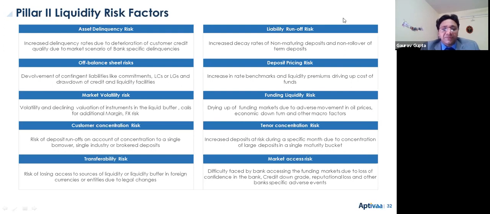In transferability risk, this is if a particular organization has multiple branches. By branches I mean multiple operations in different currencies, then there is a risk of transferring the HQLA from one entity to another, and sometimes it also leads to trapped liquidity.